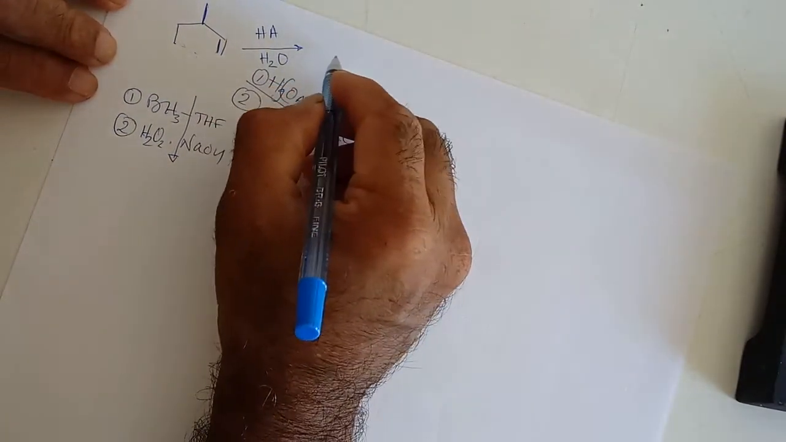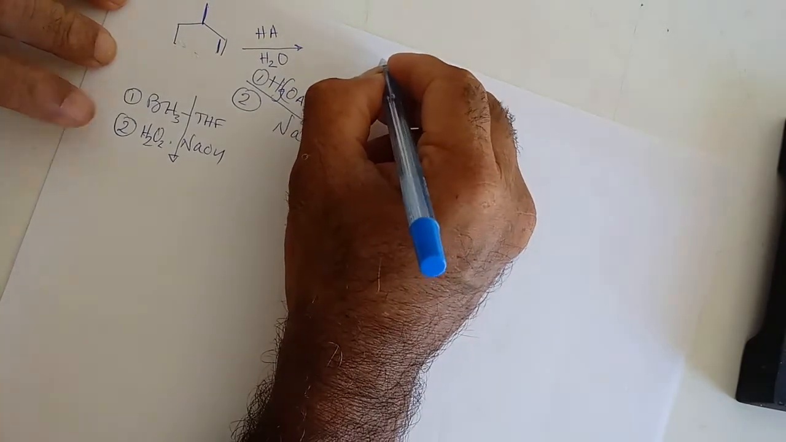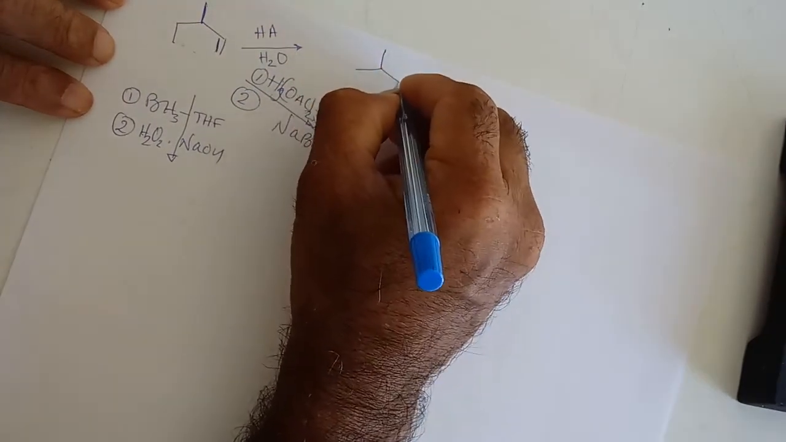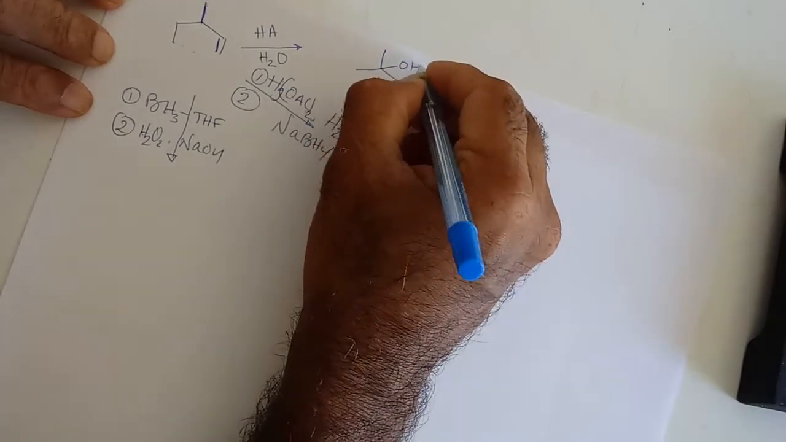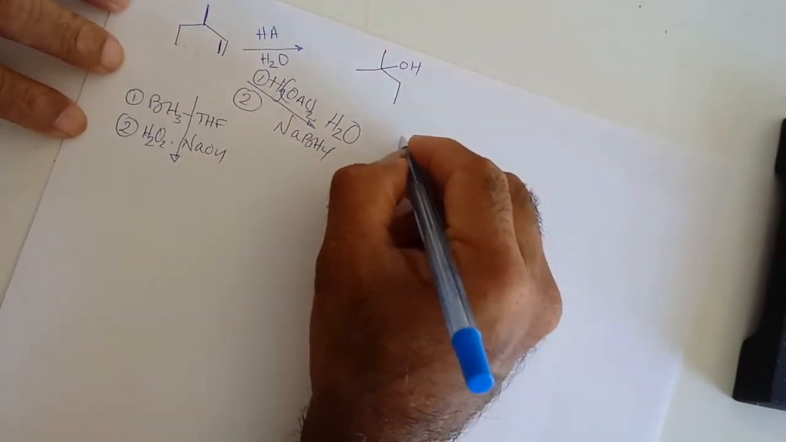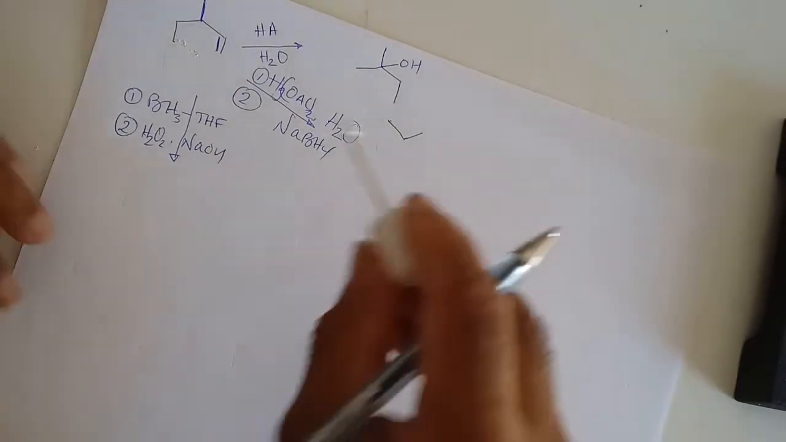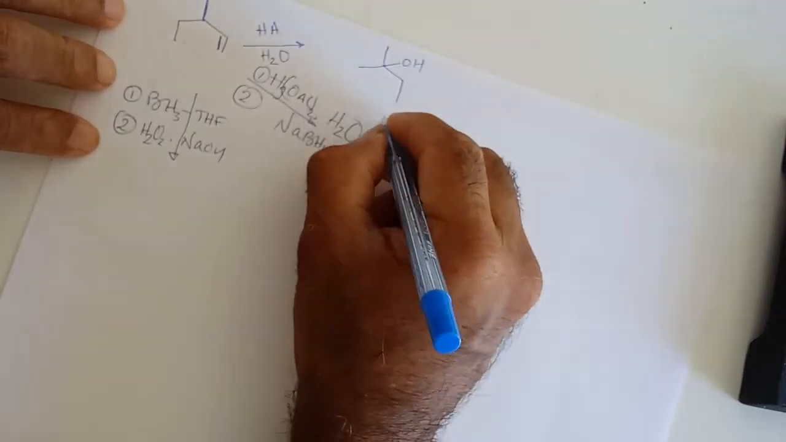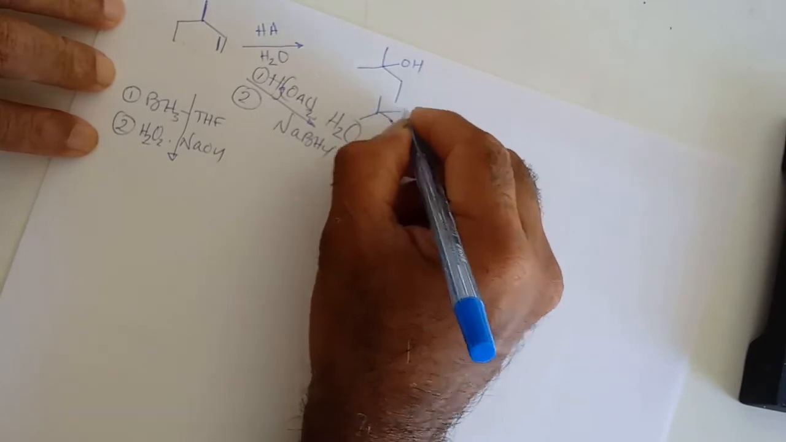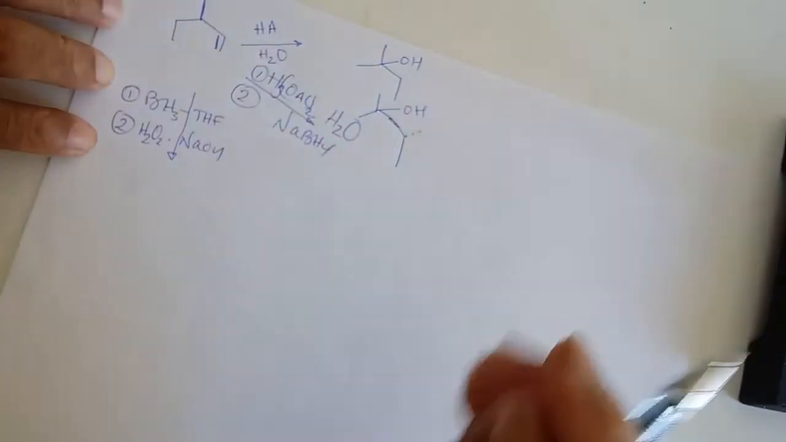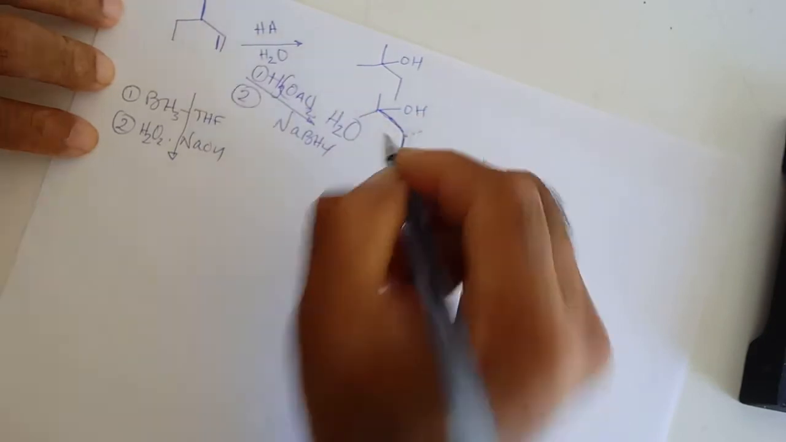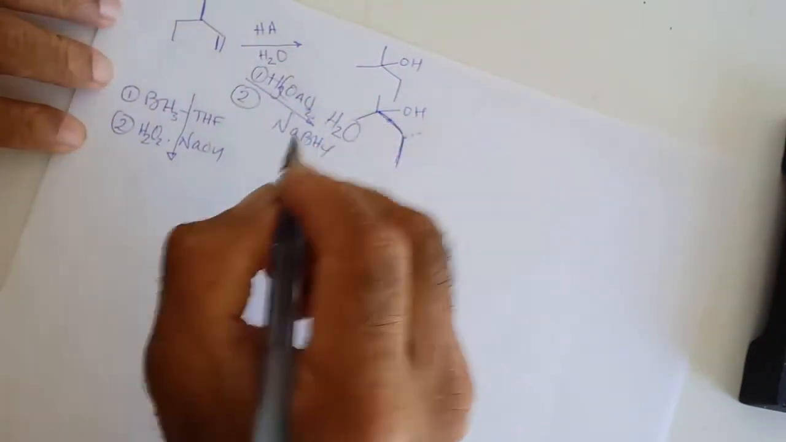Now, the interesting thing is there is a finite lifetime for a carbocation here. The product in this case is going to be this one, and the product in this case is going to be this one. Product in this case is going to be that one. And you know why? I'll come to that.